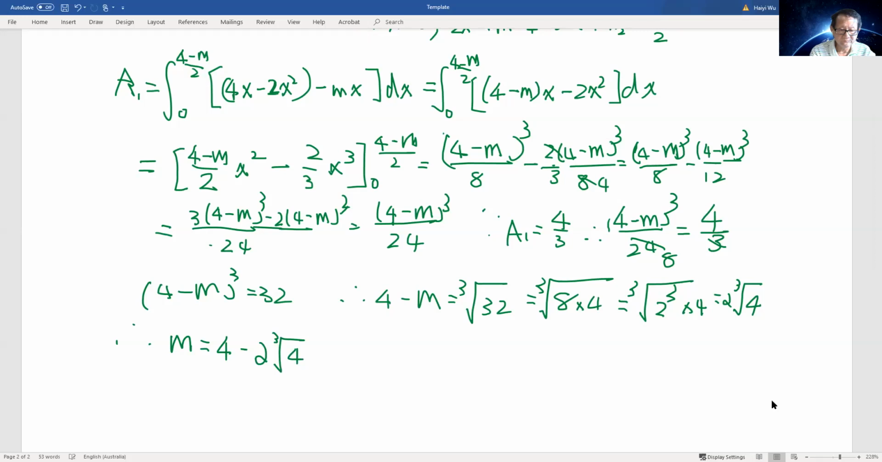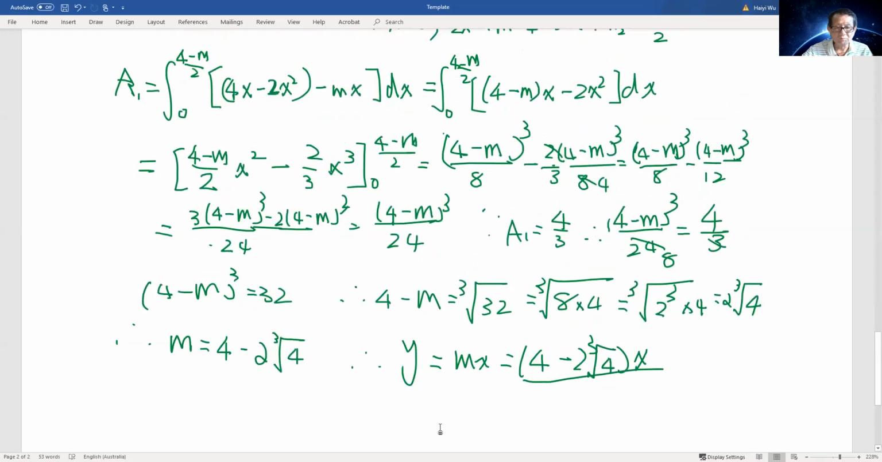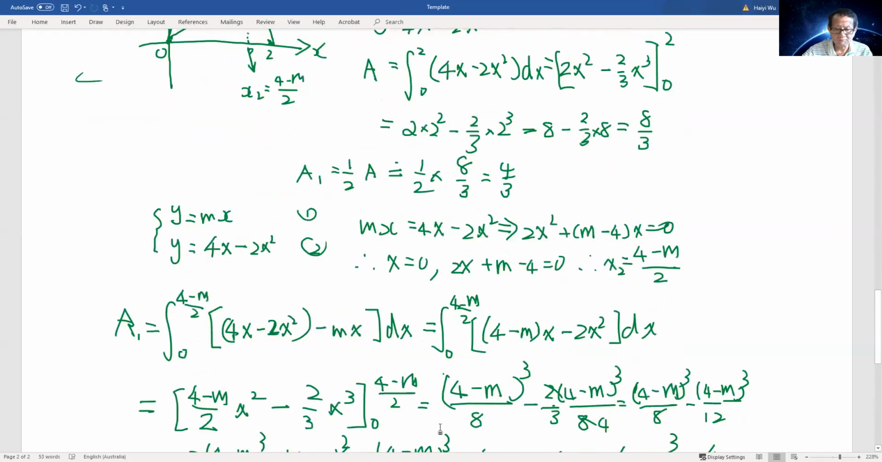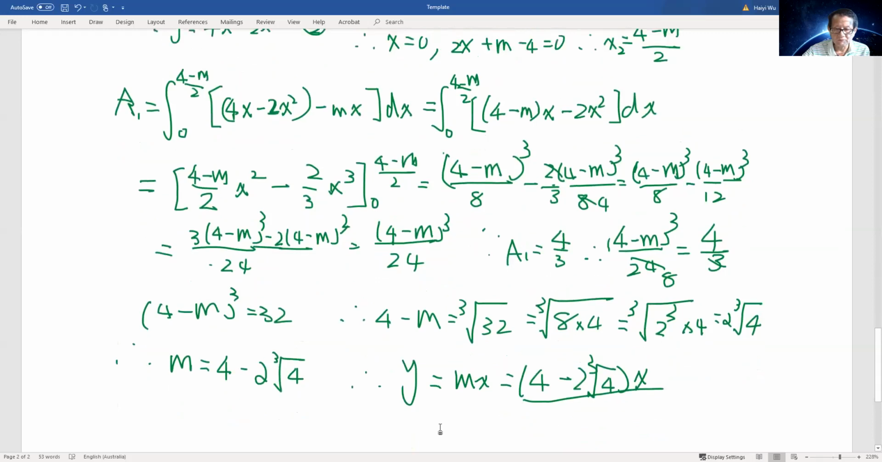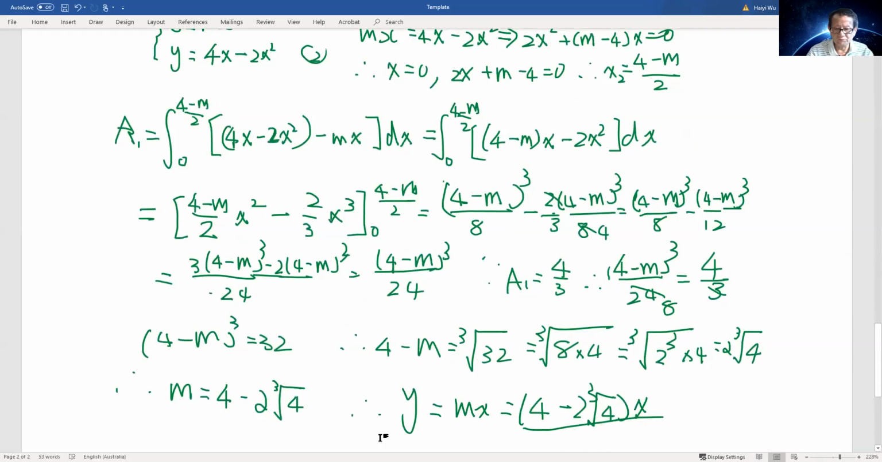So this is our m. Therefore, our linear equation y equals mx equals (4 minus 2 cubic root 4)x. So this is our linear equation. Then you can substitute that into the equation to see if that's right, to verify your answers. That's it. That's our solution for today.